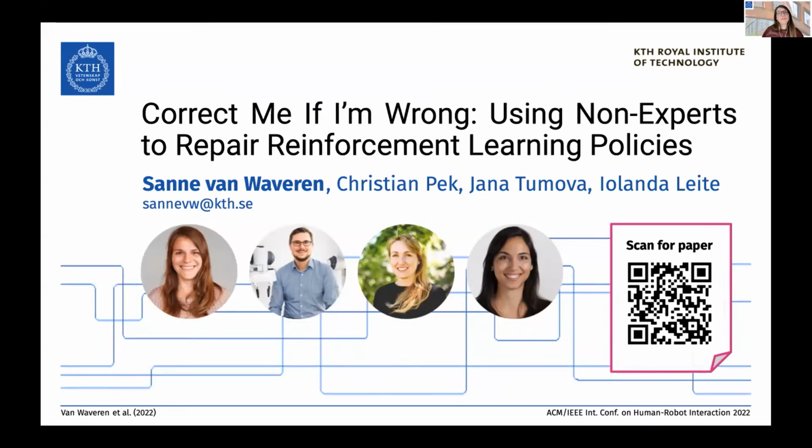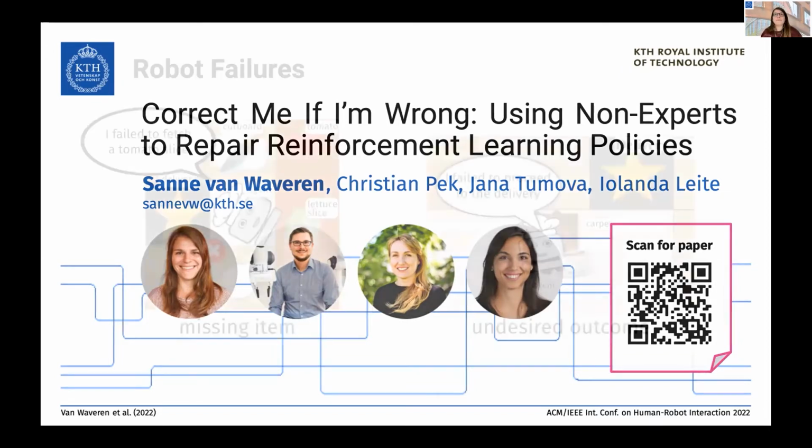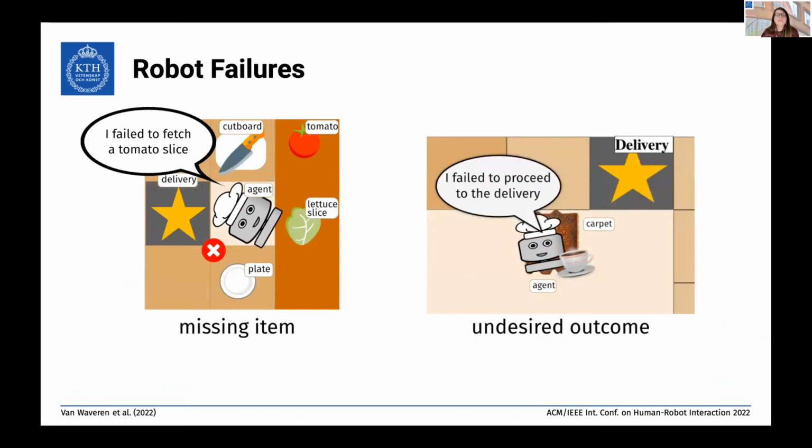Yes, so I'll be presenting our work on using non-expert feedback to correct robot policies after failure. When we deploy learning-based robots in the real world, at some point they will fail. For example, if an object is no longer available, or if an action that was previously successful suddenly leads to an undesirable outcome.